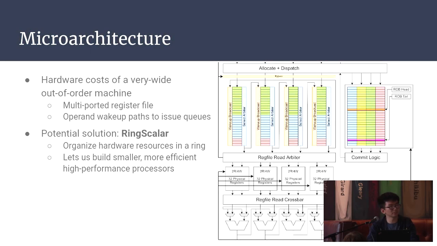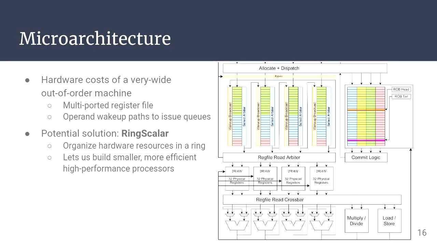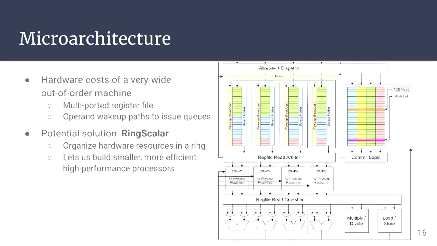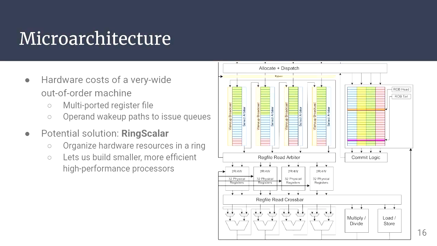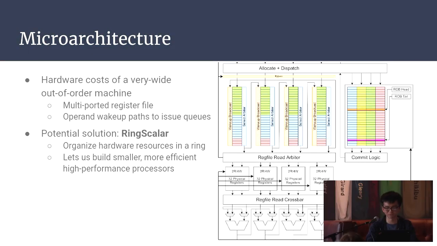So this is based on some work that was sort of proven in simulation about 15 years ago, but only now do we have the infrastructure available to actually implement something like this physically. So the idea is Ring Scalar, and what it's essentially saying is by splitting up and reorganizing some of these structures, the register files and the issue queues, we can drastically reduce the cost, the complexity, and the area costs of building an out-of-order machine without sacrificing too much in terms of performance. So this lets us more quickly build smaller, efficient, high-performance processors.